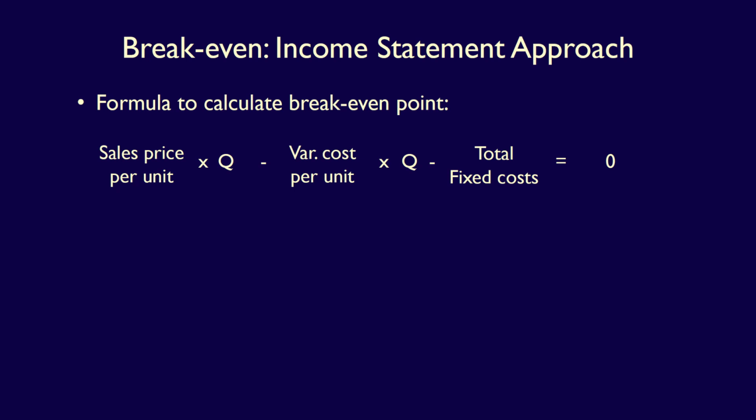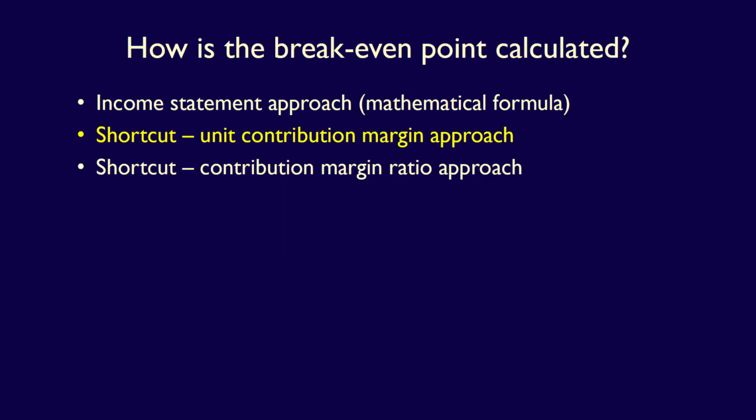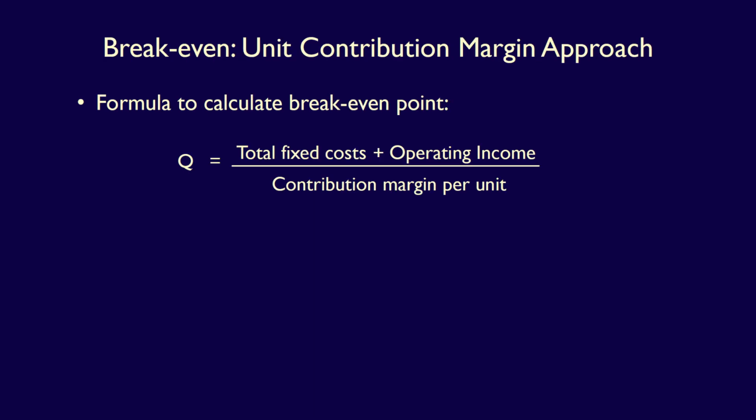Because, again, break even is where operating income is equal to 0. Let's move on to the first shortcut method, unit contribution margin approach. The formula for this approach is as follows. Q, meaning the quantity in units, is equal to the total fixed costs plus operating income divided by the contribution margin per unit. It's extremely important that we recognize that the denominator in the contribution margin approach is the per unit contribution margin and not the total contribution margin for the company.